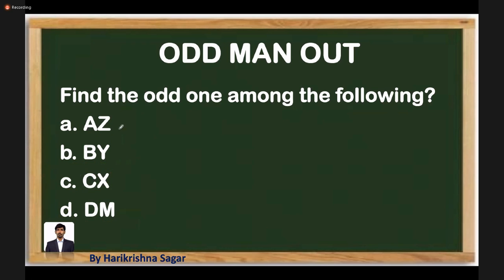Look at the next one. A, Z, B, Y, C, X, D, M. A is the first alphabet from the start, Z is the first alphabet from the last. B is the second alphabet from the start, Y is the second alphabet from the last. C is the third alphabet from the start, X is the third alphabet from the last. But DM, if you observe, D is the fourth alphabet from the start and M is the 14th alphabet from the last. So this is not following the proper pattern. You can mark your answer choice as option D.